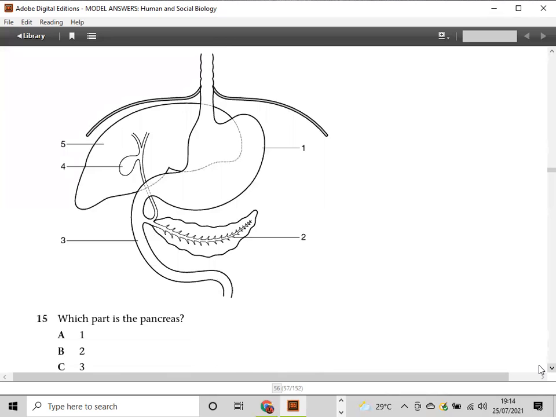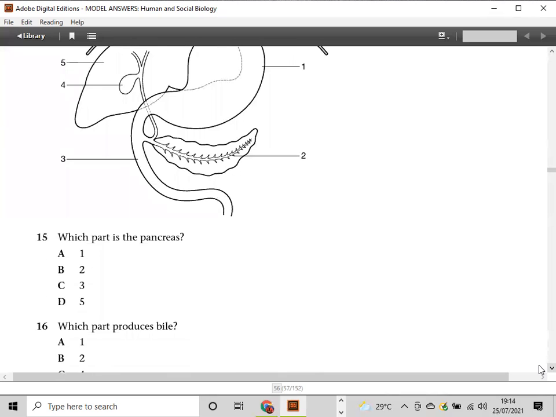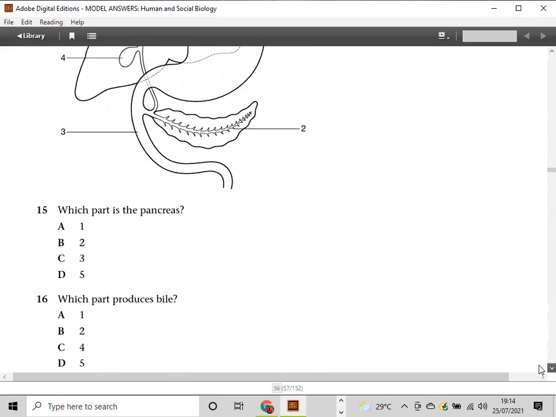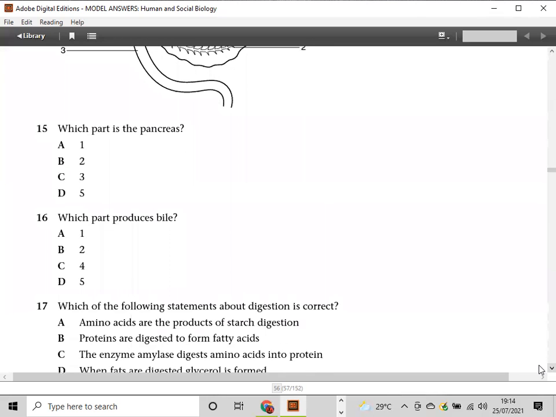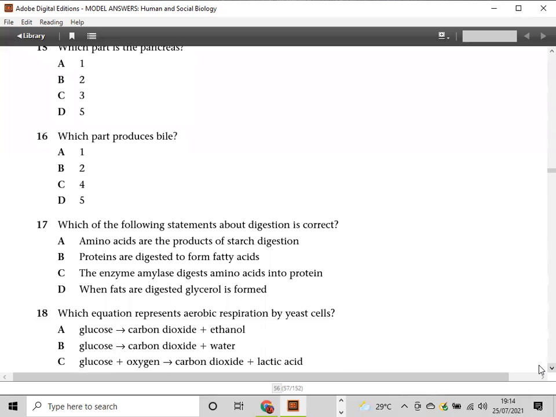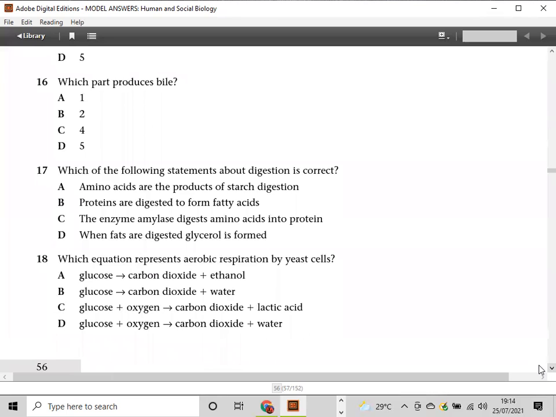Alright guys, so see which part is the pancreas, which part produces bile, which of the following statements about digestion is correct. Give you a little time for that one though.